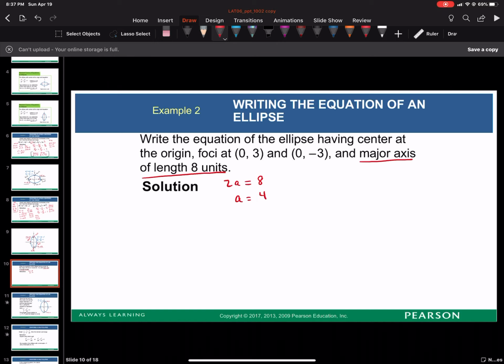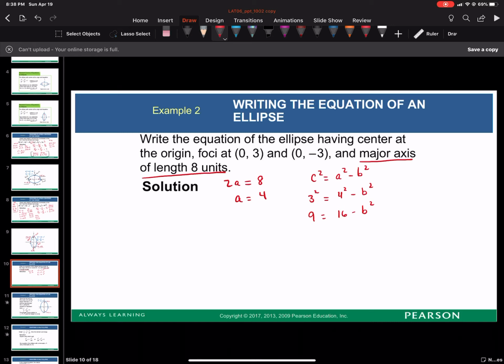So therefore, we have C squared is equal to A squared minus B squared. But we already know what C is, which is 3, right? So it's 3 squared is equal to 4 squared minus B squared. All right? Therefore, I have 9 is equal to 16 minus B squared.